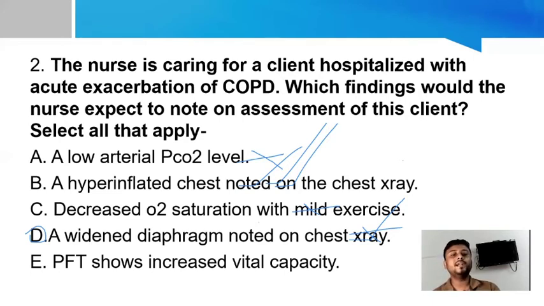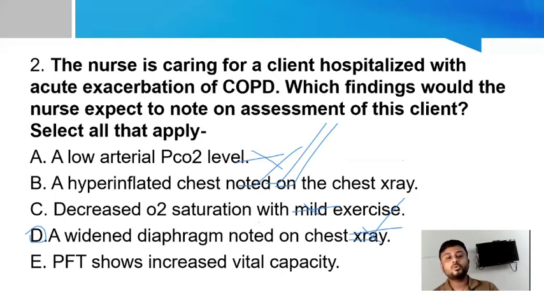Fourth one is a widened diaphragm noted on chest X-ray. In case of COPD, as I told, there will be the barrel chest. We can find the barrel chest due to the expansion of our lungs. We can find the flattened diaphragm on the chest X-ray, not the widened diaphragm.